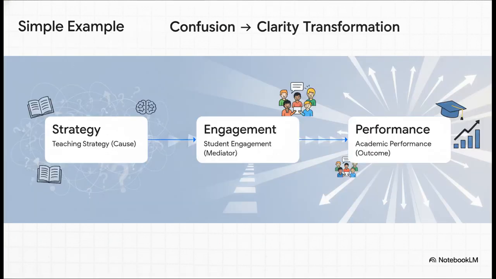Let's map this out with a really simple, logical example directly from the source material. Say you're studying education. Step 1 is your cause, a specific teaching strategy. Step 2 is your process, or the mediator, student engagement. And Step 3 is the outcome, academic performance. Bam! Just like that, a vague idea transforms into a clear, directional path. Teaching strategy leads to student engagement, which then leads to academic performance. Suddenly, your study has real momentum.